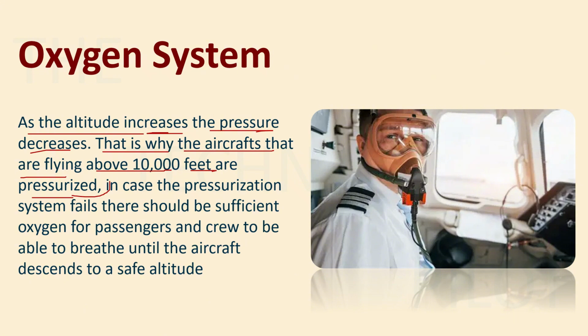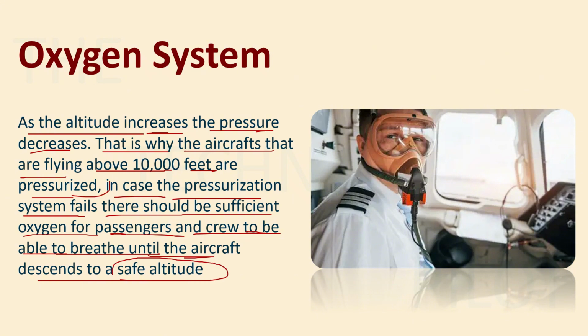Till here, we knew from the previous lecture that all the aircraft above 10,000 were pressurized, because it was not possible for us to breathe at that altitude as the pressure reduces. And in that case, the pressurization system fails, right? Just imagine at that altitude, if the pressurization system fails, or if there are maybe some leakages or some holes in the aircraft or some window breaks, for example, then what will happen? In those kinds of situations, there should be sufficient oxygen for the passengers and crew to be able to breathe until the aircraft descends to a safe altitude.